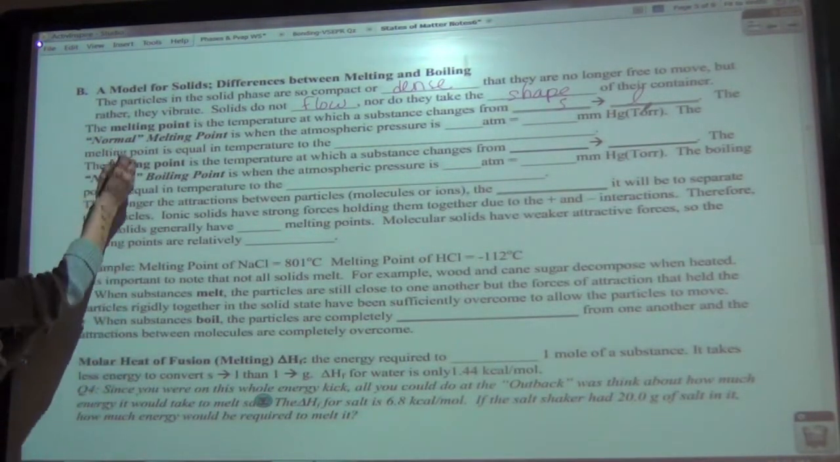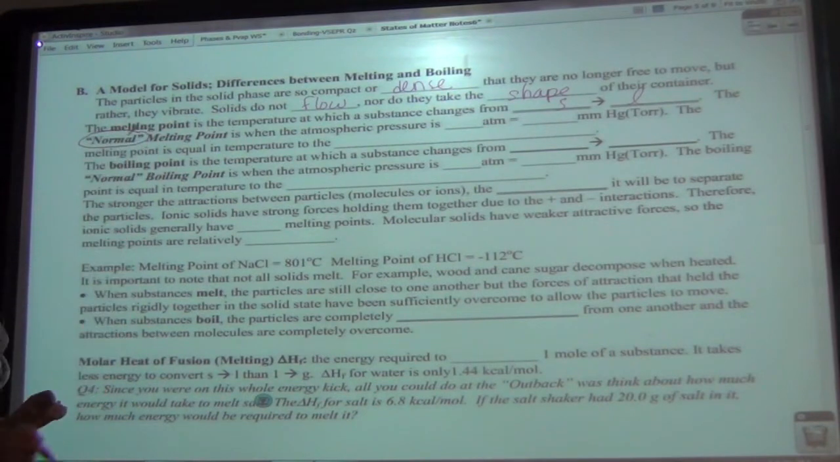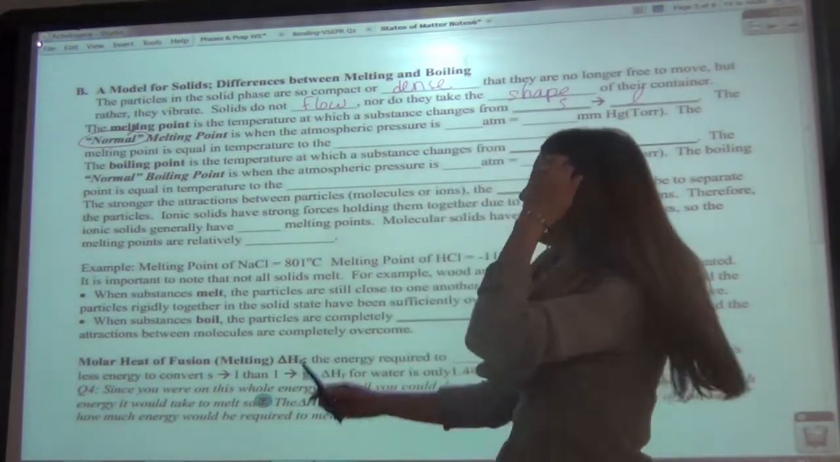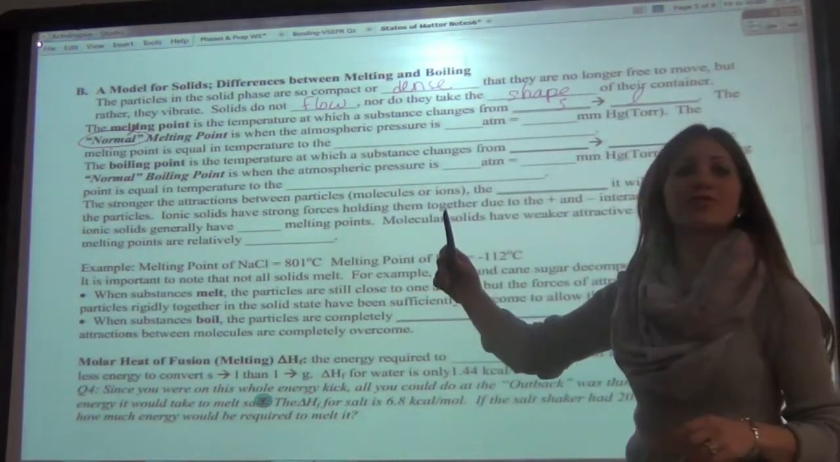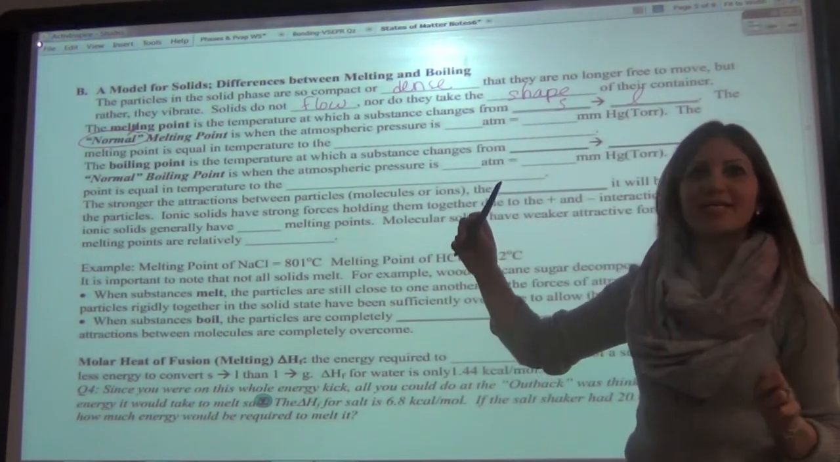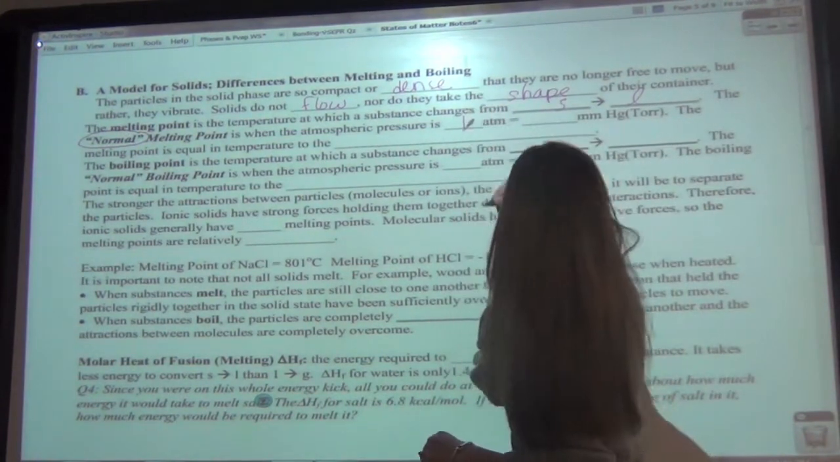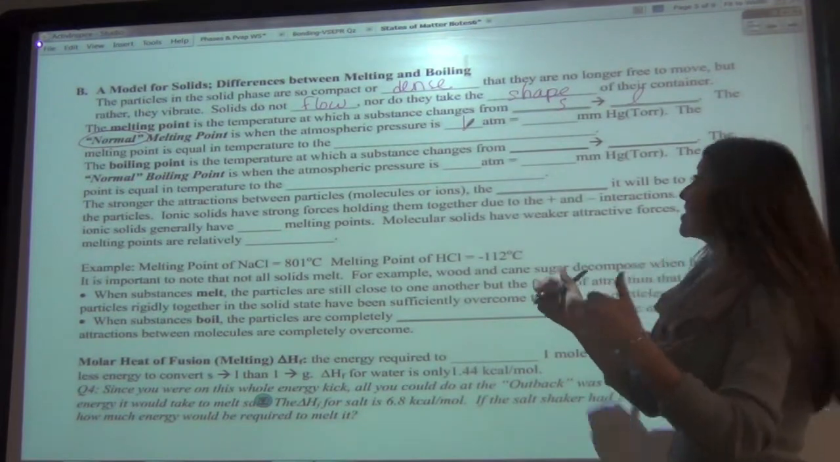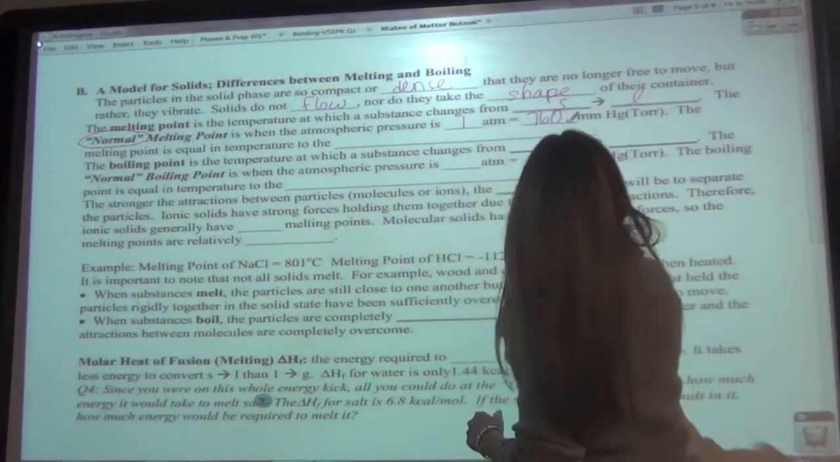Now, there's a difference between what you call melting point and normal melting point. Just like when we talked about normal boiling point. Normal is when the atmospheric pressure is equal to, anybody remember an atmosphere is what it is? 1. Very good. 1 atm. Do you remember what it is in millimeters of mercury? 760. Perfect. With the decimal point after that.